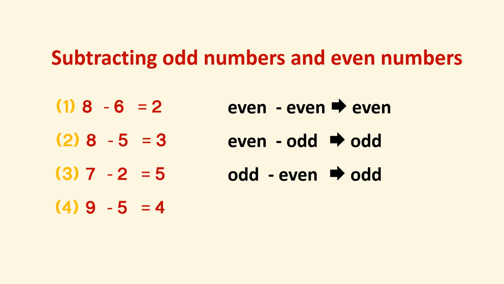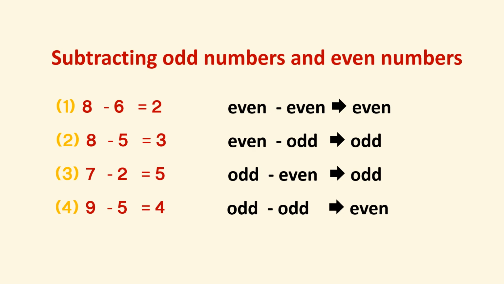Finally, 9 minus 5 equals 4. So 9 is an odd number, 5 is also an odd number. Therefore, it becomes odd number minus odd number. The result is 4, that is an even number. So I can say odd number minus odd number, the result is an even number.